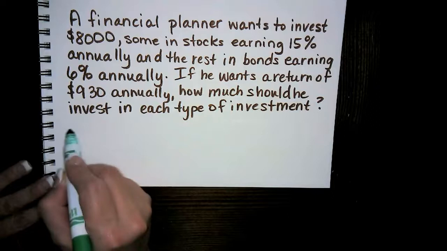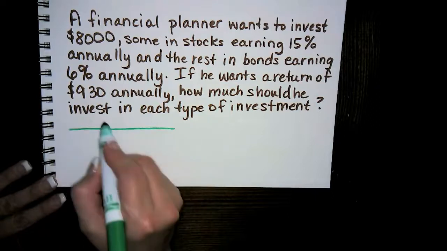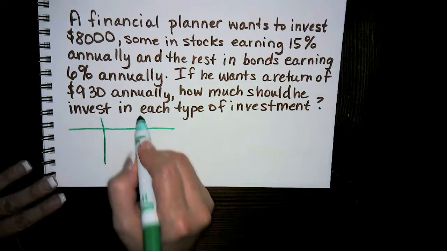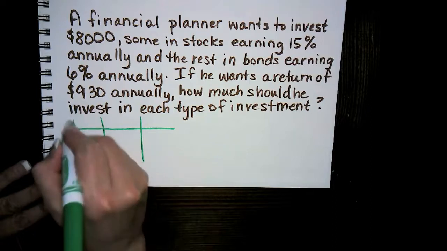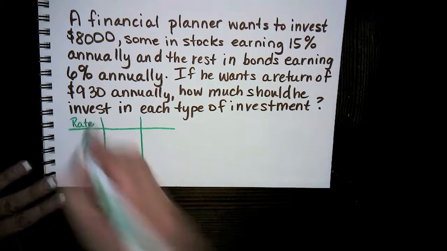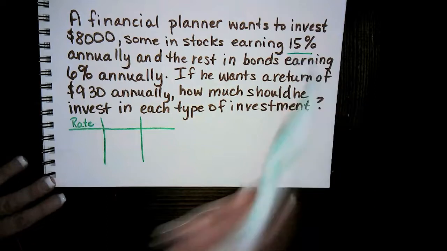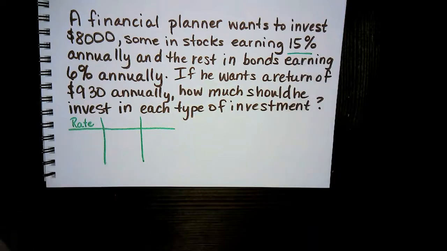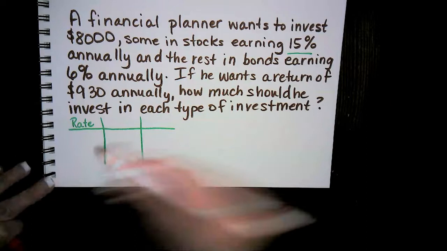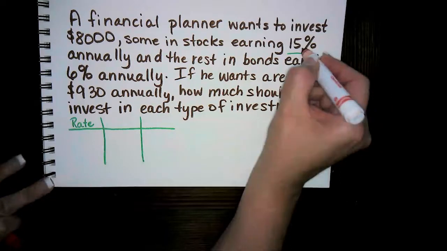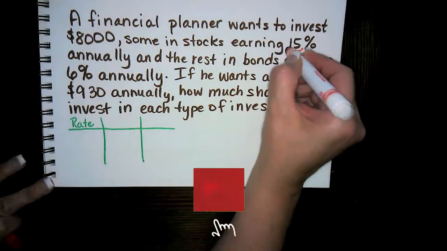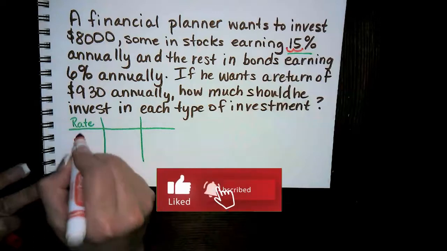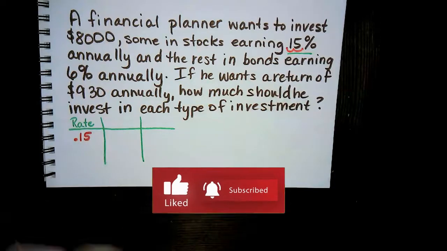So let's organize our information here in a chart. We'll do the rate here. We'll do the 15% investment first, and I'm going to change that rate from a percent to a decimal. I'm going to move the decimal 2 places to the left, so I have a rate of 0.15.